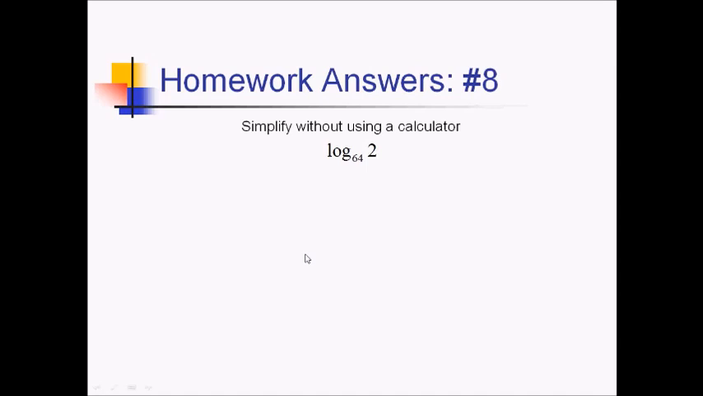For number 8, we're asking 64 to the what power would give me 2. So this one's kind of tricky because 2 is not an easy to see power of 64. It's a root of 64. It is the 6th root of 64. To get the 6th root, we need the 1 over 6 power.